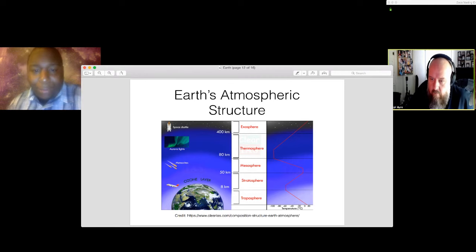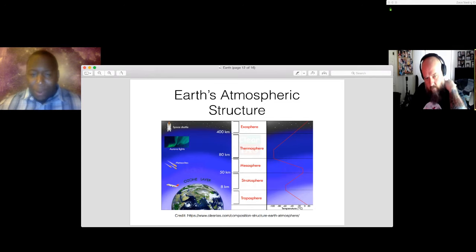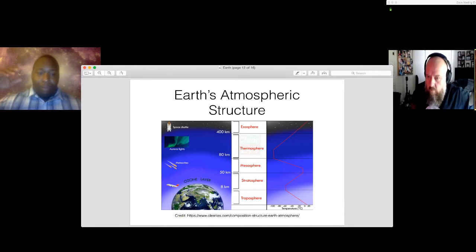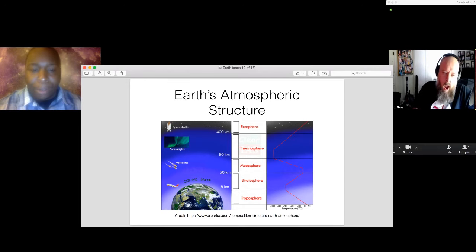So the very next thing that we're going to move on to is talking about Earth's atmospheric structure. Of course, we've already talked about what's going on underground, but now we're going to talk about what's going on above ground. Pretty much everything above the surface of the Earth, until you reach outer space, is our atmosphere. And it's actually fairly thin. As you can notice here, our atmosphere extends up to about 400 kilometers.